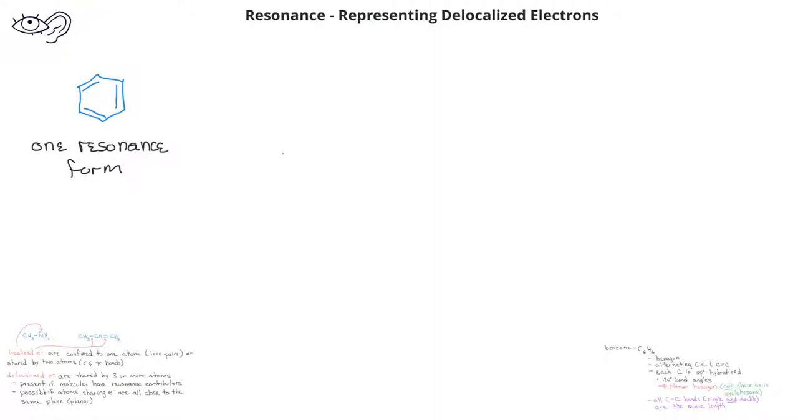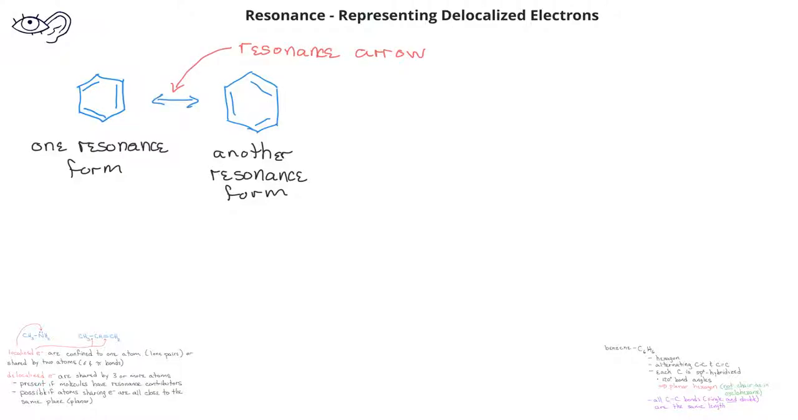So in one resonance form, we have the double bonds in these positions. However, there's no reason we couldn't write the double bonds in the alternating positions. These two structures, when combined together by what we call a resonance arrow, a two-headed arrow relating the two structures, indicates that the pi electrons of the double bonds are delocalized around the ring.